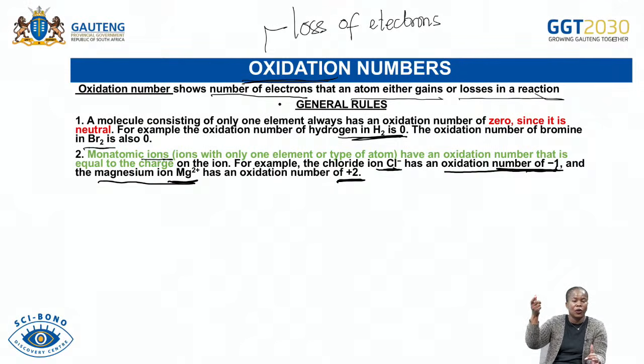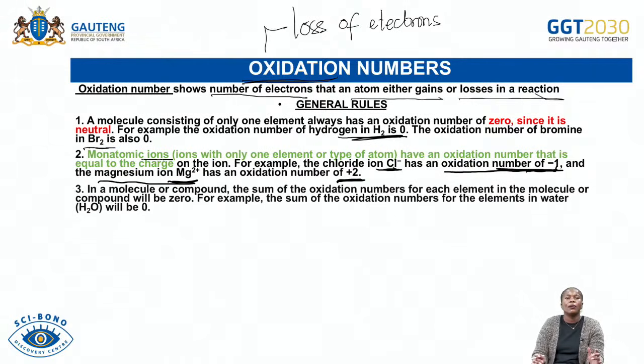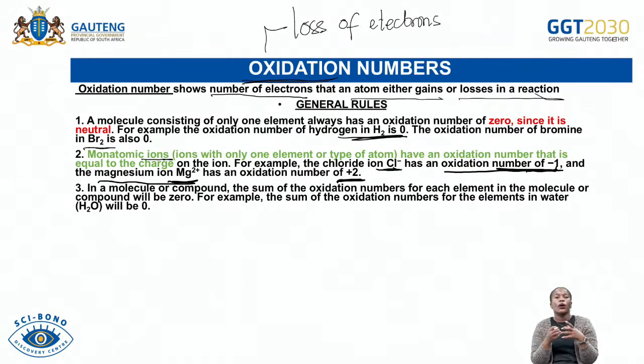because the monoatomic ion has an oxidation number equal to its charge. All right, and then rule number 3: in a molecule or a compound, the sum of the oxidation numbers for each element will be equal to 0. So if we have a compound or a molecule, it is deemed to be neutral, so it is equal to 0. Let's give an example. There is no charge in H2O, so it is a compound, and therefore it has an oxidation number sum of 0.